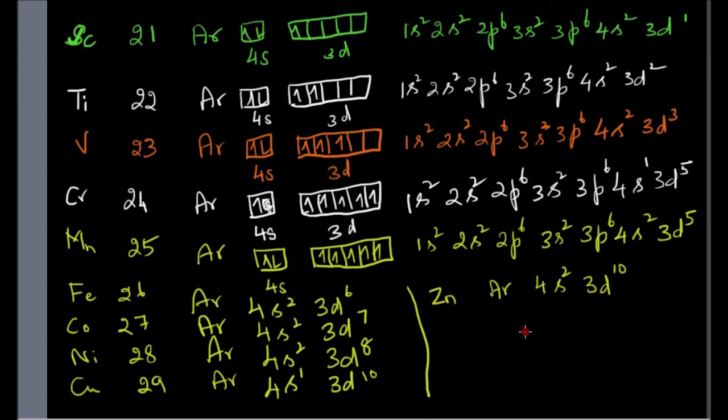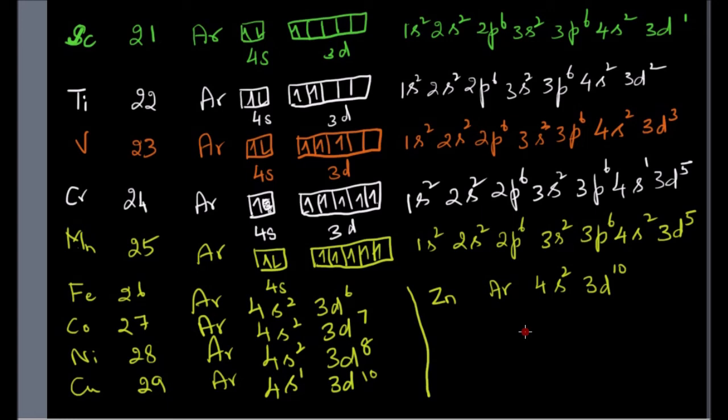Right, when it comes to copper with 29 electrons, we would have written argon 4s2 3d9. But remember, as in the case of chromium, we have to apply the same rule here. It will be 4s1 3d10 and not 4s2 3d9. I hope you understand. It should have been 4s2 3d9, isn't it? But in that case, 4s will be completely filled, 3d will not be half filled or completely filled.